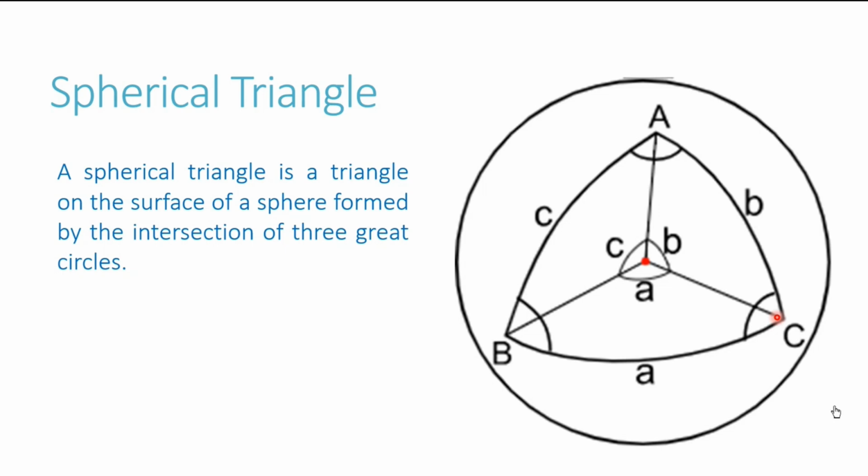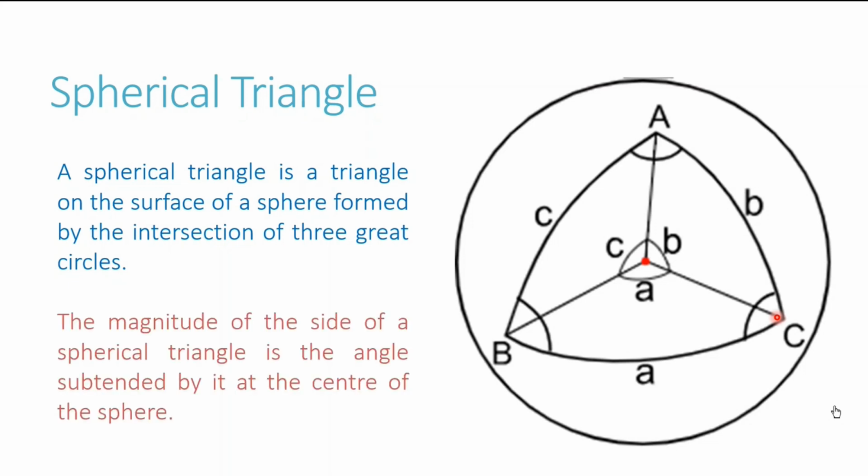If any one of the sides is not the part of a great circle, or you can say if any one of the sides is the part or arc of a small circle, in that case, the triangle is not a spherical triangle. For a triangle to be called a spherical triangle, it is mandatory that all the three sides should be the arcs of great circles only.